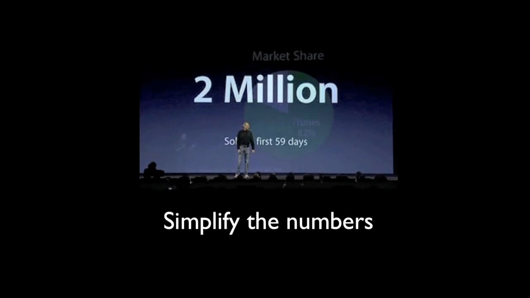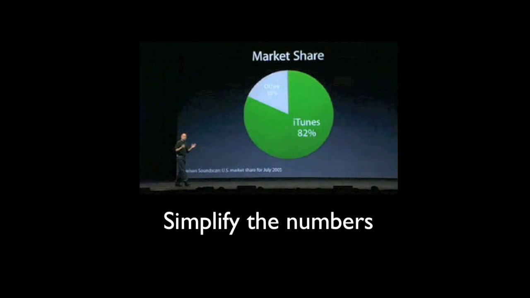Here he is talking about the number of songs sold on iTunes. Again, it would be a big number. But Steve puts it into perspective, 82% of the American market for MP3s. In February 2013, Apple reached 25 billion songs downloaded from iTunes. Steve Jobs would have said it in a way that's easy to understand. On average, that's 15,000 songs that have been downloaded every minute since iTunes opened. An extraordinary figure.